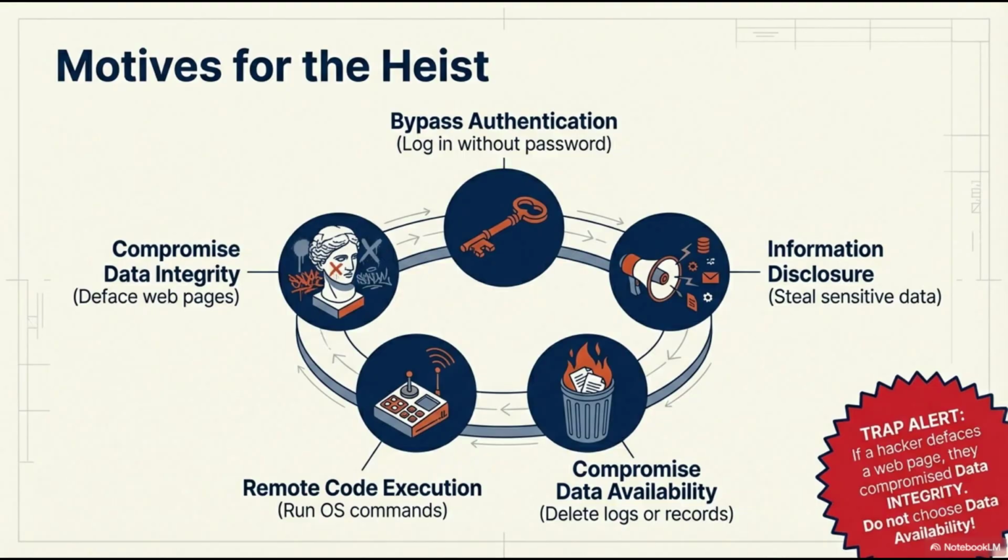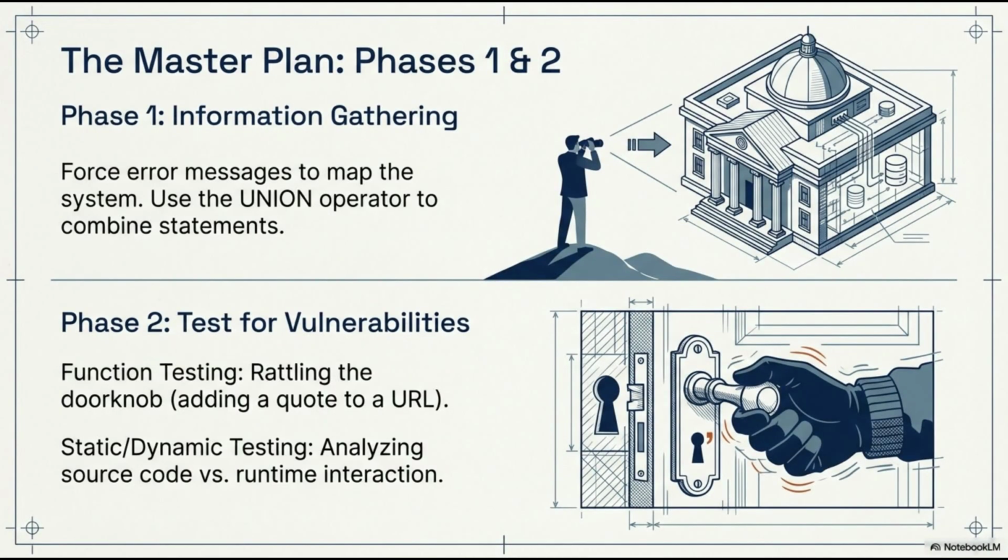Now that the motives are clear, the sources lay out the tactical execution. Onward to slide 5, the master plan, phases 1 and 2. Phase 1 is information gathering. Before launching a full assault, attackers probe the system to map its architecture. They intentionally submit malformed queries to force the application to throw an error message.